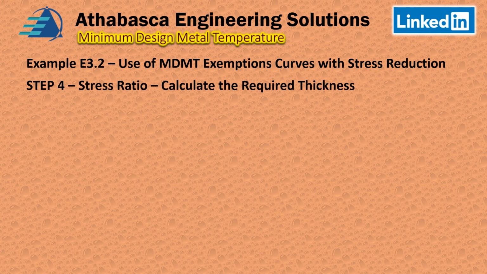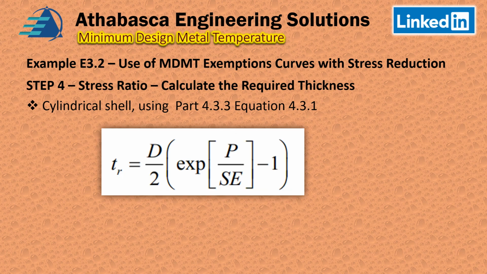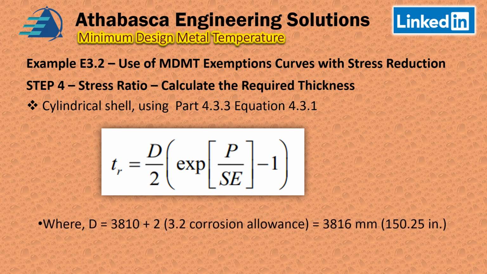Next thing we'll do is continue. We'll calculate the required thickness. So for a cylindrical shell, we'll use Part 4, 3.3, Equation 4.3.1, which is shown here. And we're going to calculate the corroded diameter, and it's important to do that, so you're looking at the end of life assessment. So you take the diameter plus 2 times the corrosion allowance, and then you get the corroded diameter D.